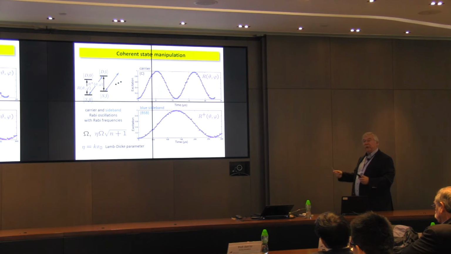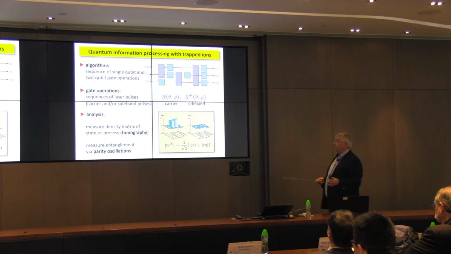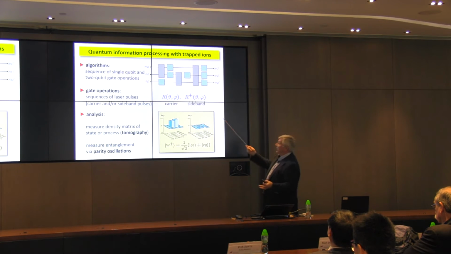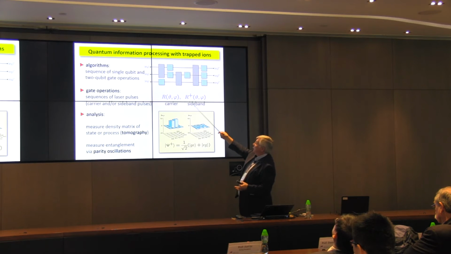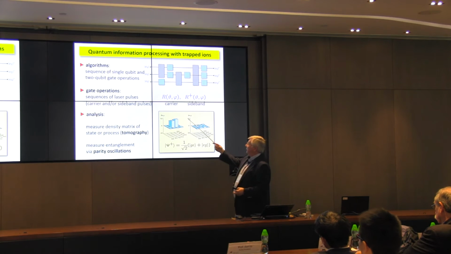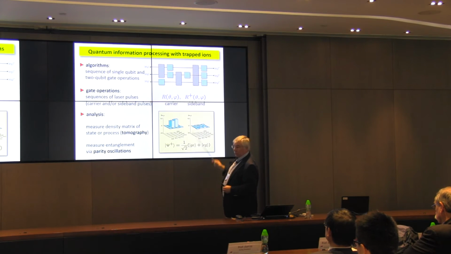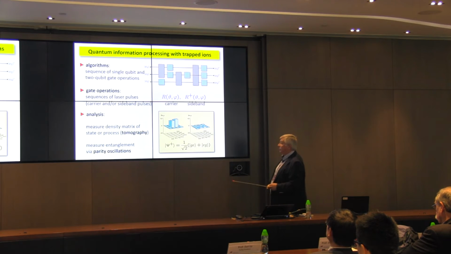All of these manipulations are done in a fully coherent fashion. And what do we do now? We take these operations, make sequences of single qubit and 2 qubit operations, and can do full-blown algorithms the way Dirac and Sola proposed it. So this is the basic way a quantum computer operates. And these gate operations are realized just with the carrier and the sideband transitions. We usually use both sidebands, but you could do it with the blue sideband only if you like.